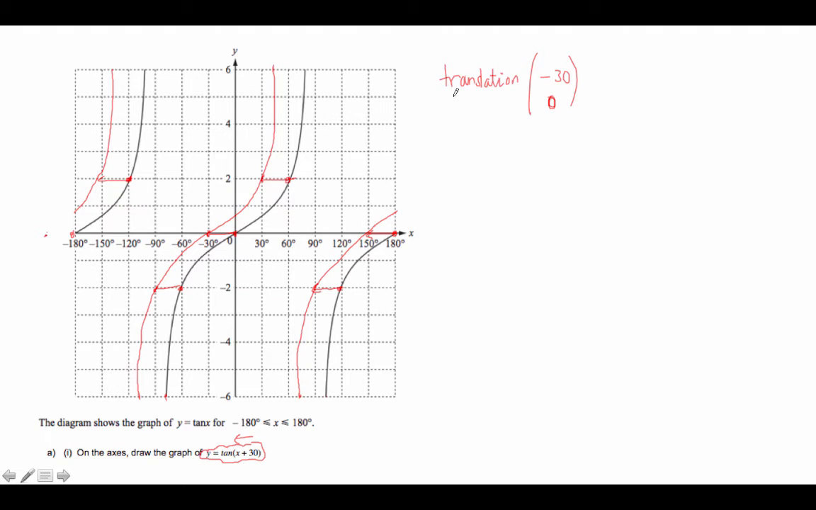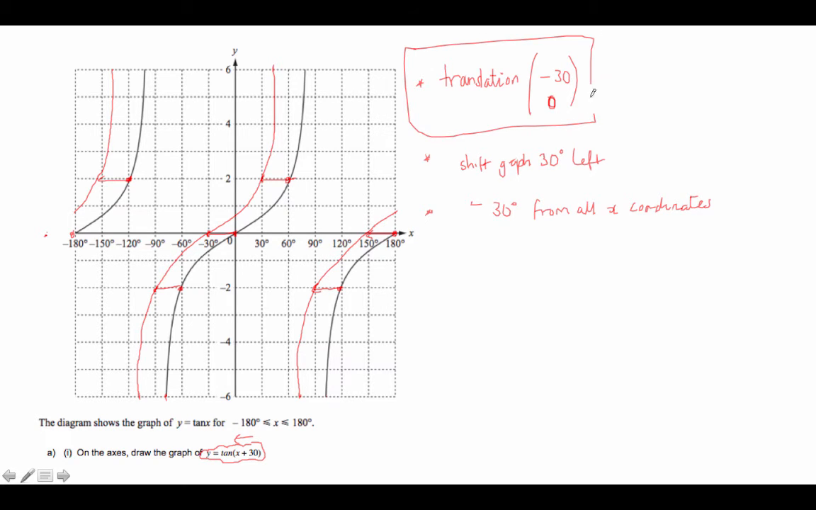If you haven't covered that yet, I think chances are you haven't, then you could just describe it by saying something like shift graph 30 degrees left, or subtract 30 degrees from all x coordinates. So a few different ways to describe that. This would be the preferred, but if you haven't covered it yet, then I guess you wouldn't know.